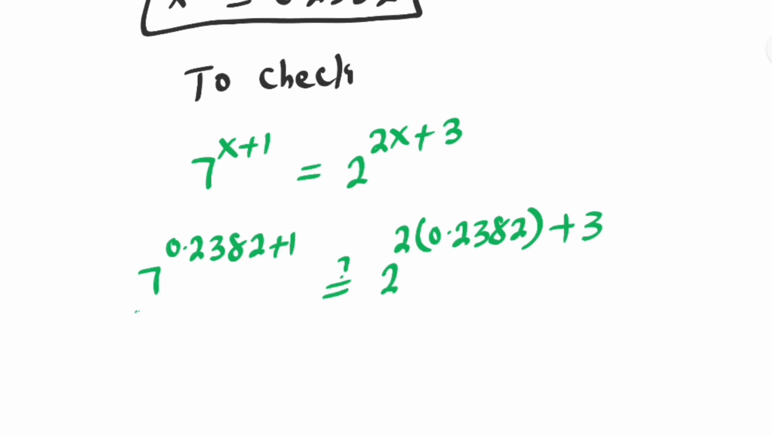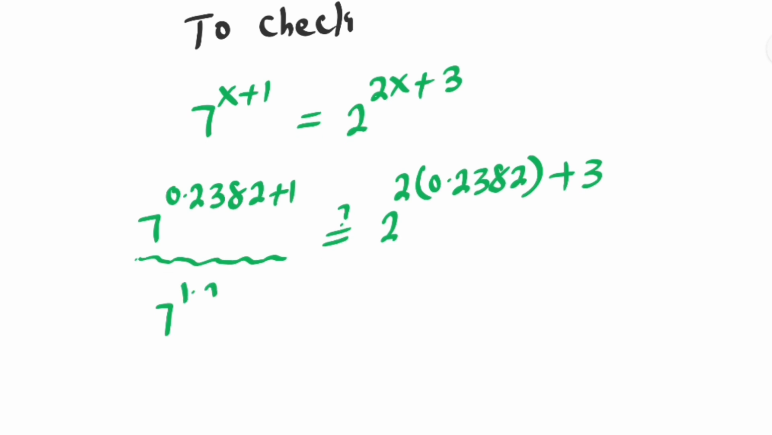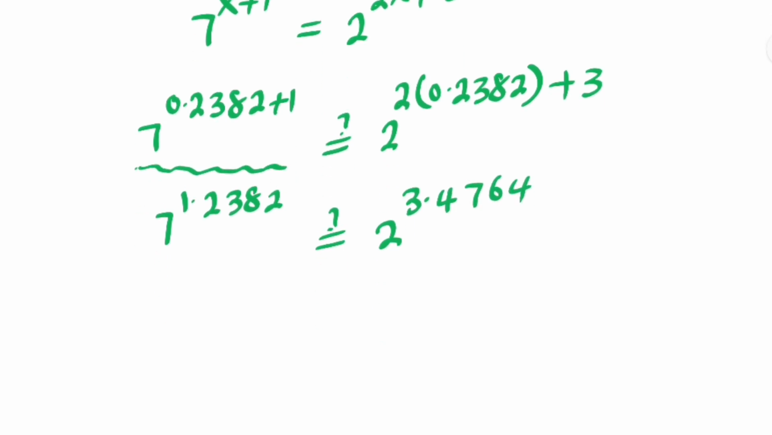Then this is 7 raised to power 1.2382 must be equal to 2 raised to power, if you multiply 2 by 0.2382, then plus 3, we have 3.4764. Therefore, 7 raised to power 1.2382, this is 11.1, is equal to 2 raised to power 3.4764, this is 11.1, which is true.